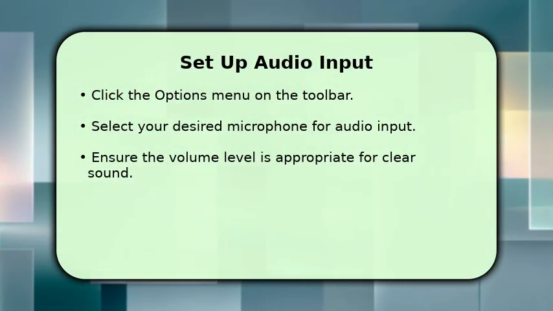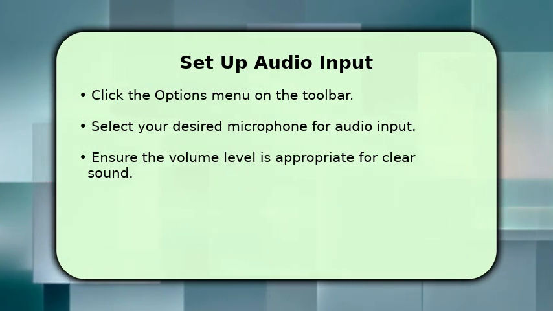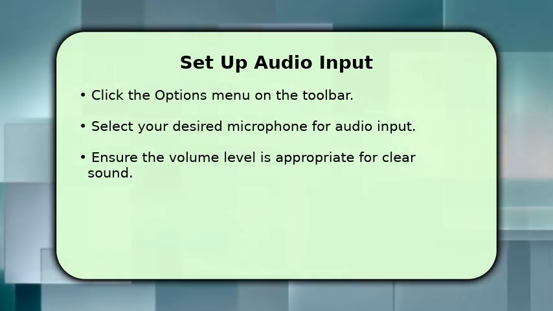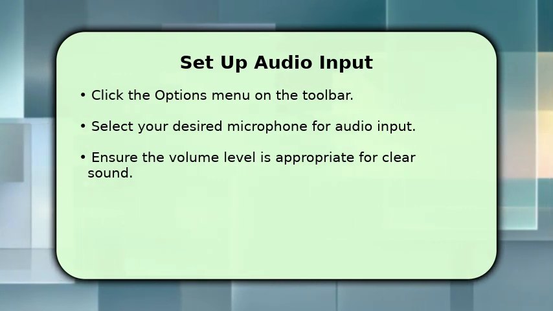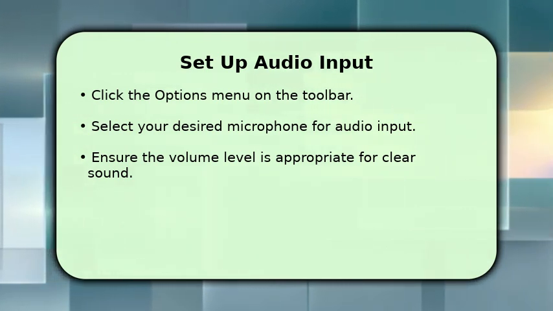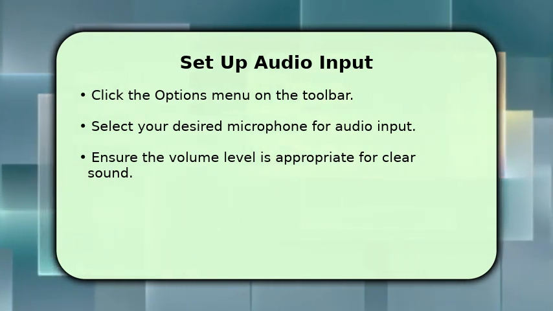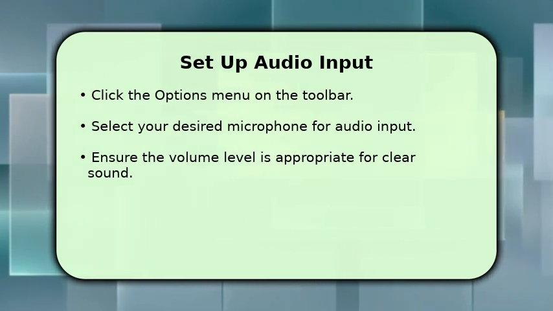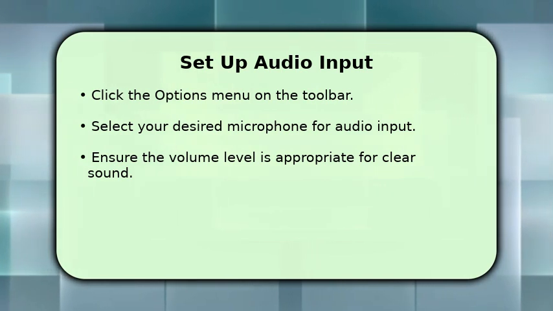To add audio to your screen recording, click the Options menu on the toolbar. Here, you'll see a section for microphone. Select your preferred audio input source, whether it's your Mac's built-in microphone or an external one. It's crucial to ensure the volume level is set appropriately to capture clear, audible sound. A good audio setup makes a significant difference in the quality of your final recording.